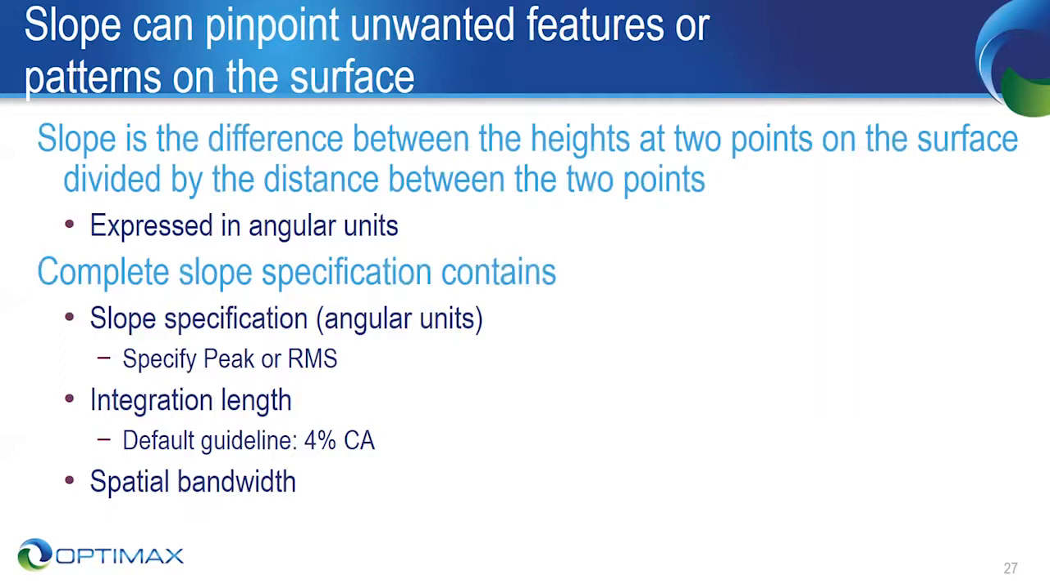Integration length. The default guideline for this is 4% of your clear aperture. So it would be based on the overall size, because as I mentioned, the tool will scale dependent on if you have a really small optic or really large optic. And so your integration length will help pinpoint that. And then again, the spatial bandwidth. What spatial frequencies are you interested in looking at in your surface?